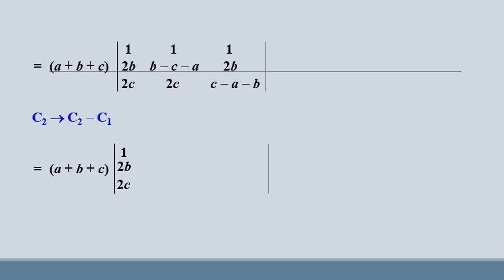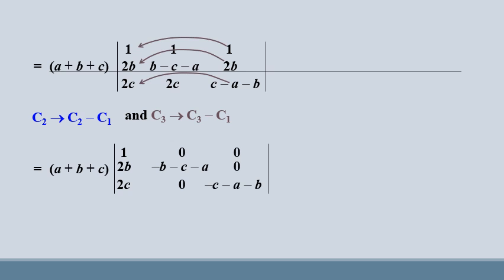So when we apply the property C2 minus C1, 1 minus 1 will be 0. b minus c minus a minus 2b gives minus b minus c minus a, and 2c minus 2c will be equal to 0. Next we will apply the property on C3, that is C3 implies C3 minus C1. So again 1 minus 1 we get 0, 2b minus 2b will be 0, and c minus a minus b minus 2c will be minus c minus a minus b.